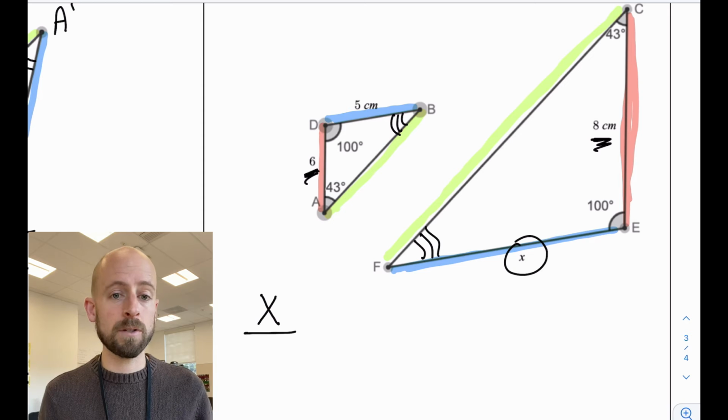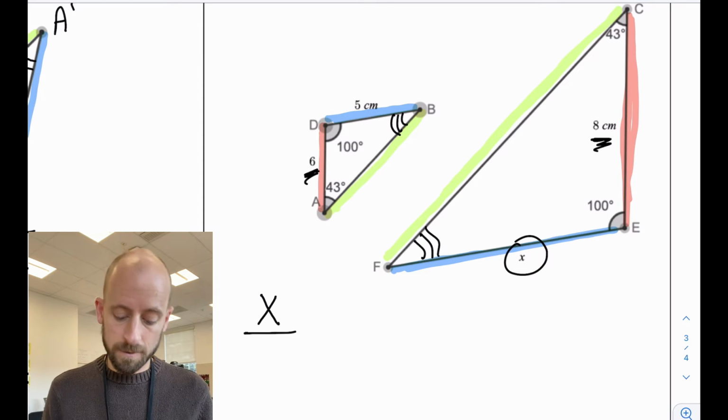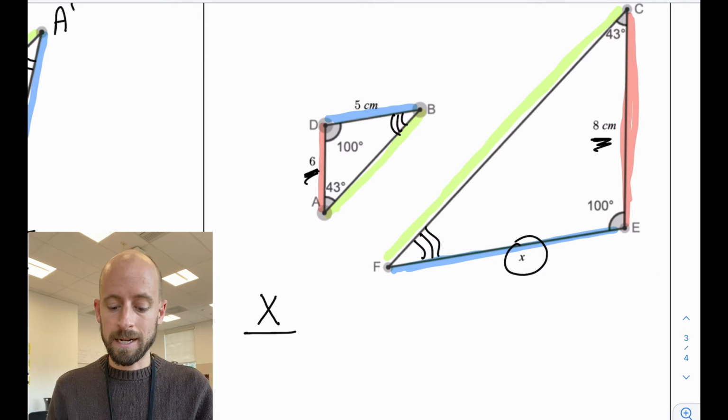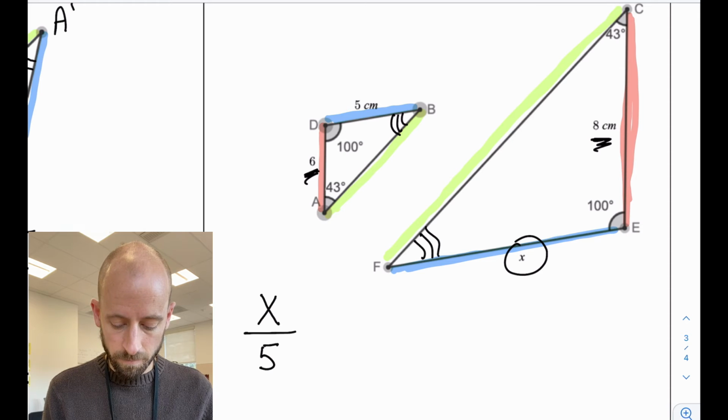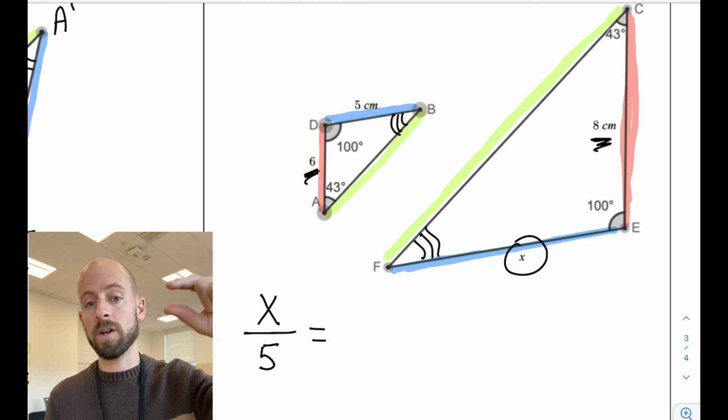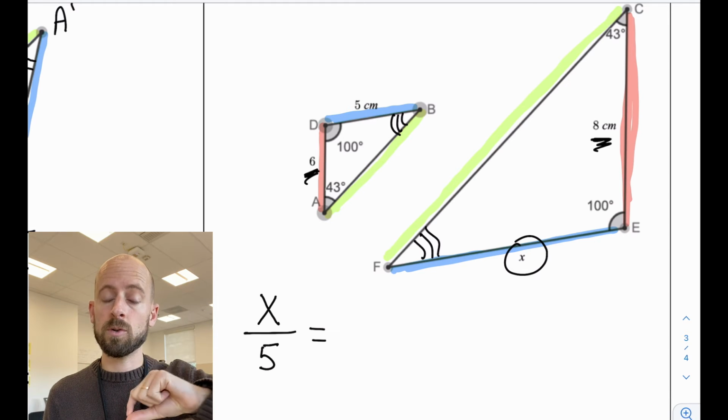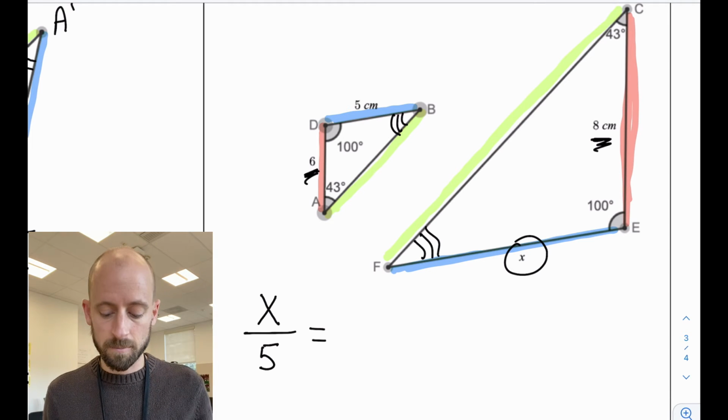So find X wherever it is, if that's what you're looking for, divided by whichever corresponding side. So I know it's the blue side, X over 5. It will be easier for you to solve these problems when X is in the numerator. If it's in the denominator, you can do it, but it's a little bit trickier. So this saves you some time.